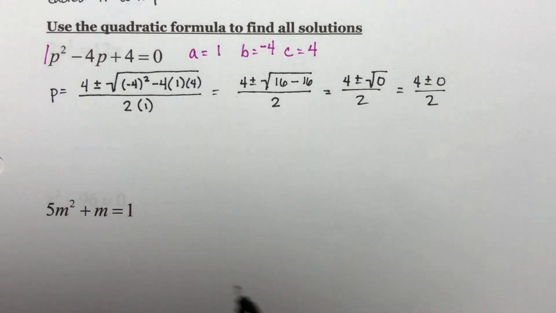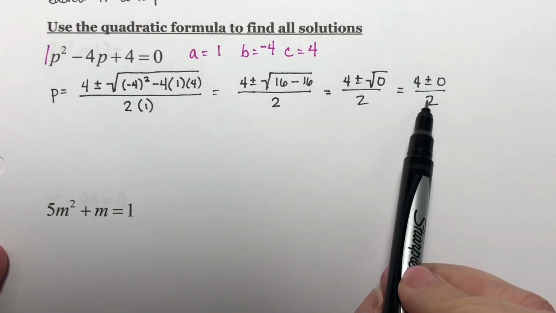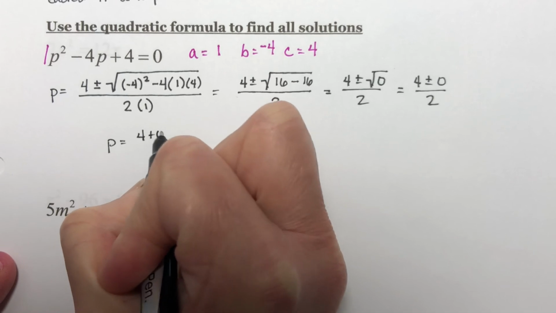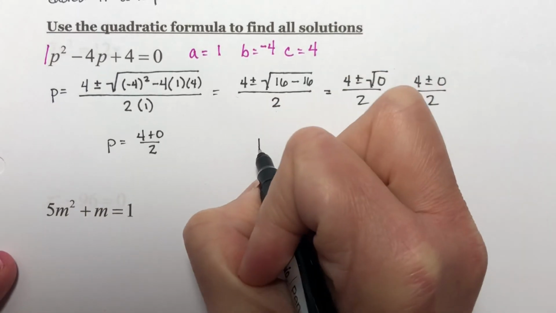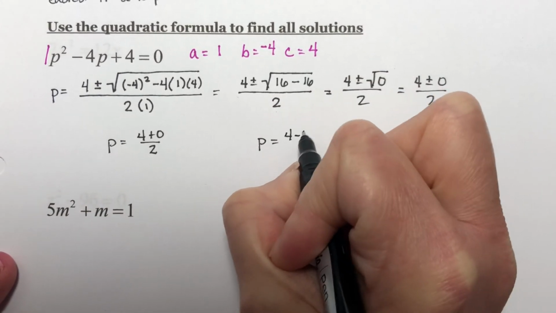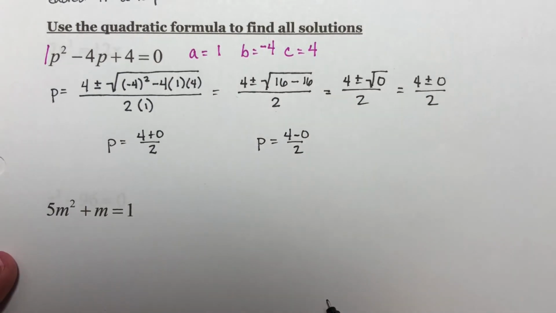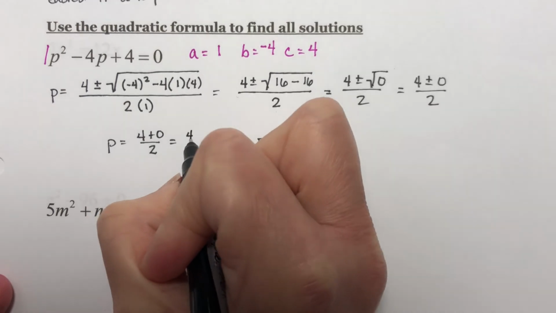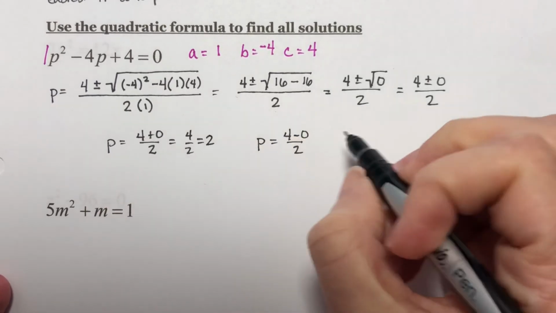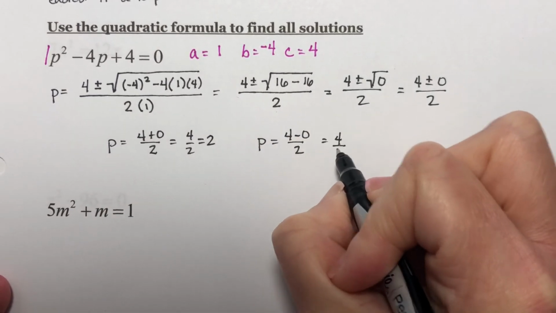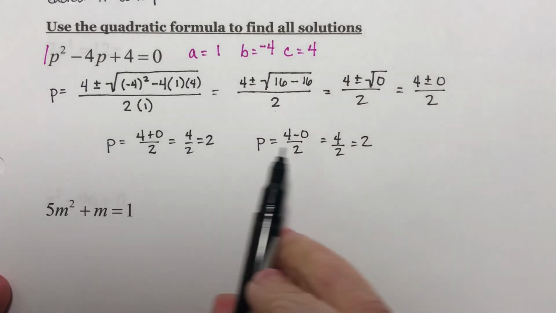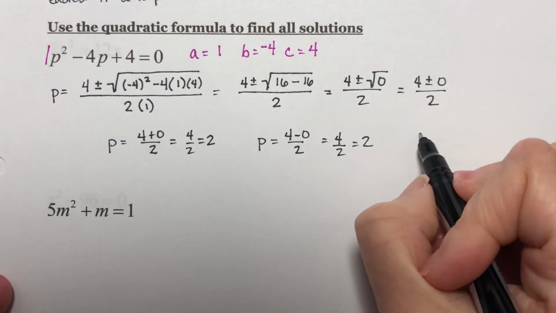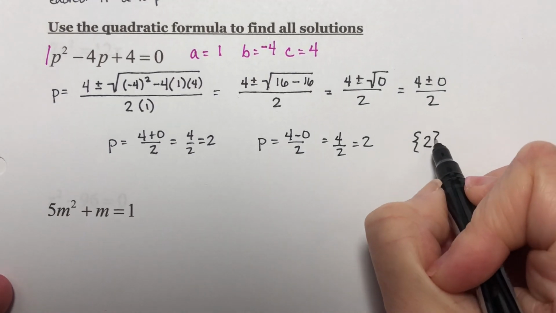Now technically what we have here is two problems. We have p is equal to 4 plus 0 over 2, and we have p is equal to 4 minus 0 over 2. But of course, adding and subtracting 0 doesn't change anything. So I have 4 over 2, which is 2, and I have 4 over 2, which is 2. I got my two answers, which is what I expect, but I got the same answer twice. So we would just normally say our answer is 2.